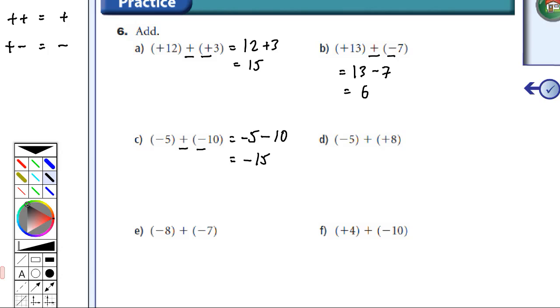Next question is -5 plus 8. So I'm going to rewrite that as -5. When I have ++, it turns into a plus. So this ++ turns into this single plus here. So if I have -5 on the number line, and then I'm adding 8, I'm going to end up with +3.